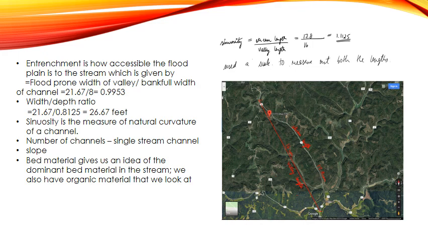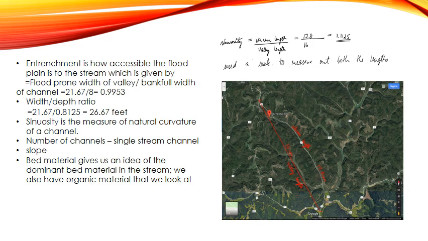The second component that we look at is the width to depth ratio. From the pictures that I just showed you, this is the estimation that I have got. It's around 26.67 feet. The third component is sinuosity. That's basically looking at the curvature of a stream. Every natural stream is going to have curves. It's never going to be a straight stream. So sinuosity is given by the stream length over valley length, and in my case, I have got 1.1125. I've just used a basic Google Earth image for this.